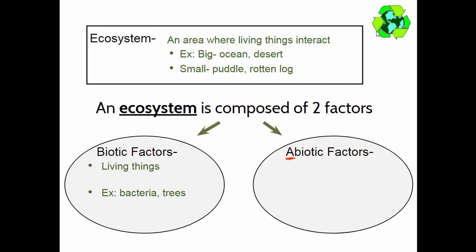And then we have the abiotic factors. You can probably guess what that means. Yeah, the non-living things. So what would examples be? Rocks. What else? Ground, the soil itself, water, the air, sunlight. All of those things are not living organisms, but they're obviously an important part of the ecosystem.